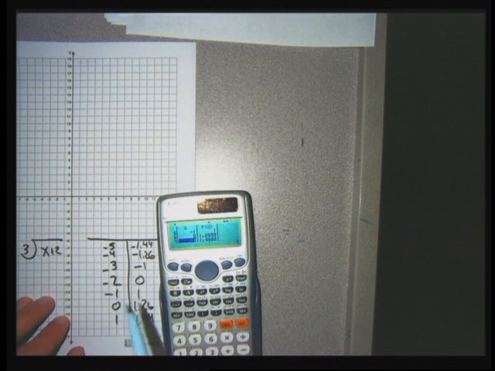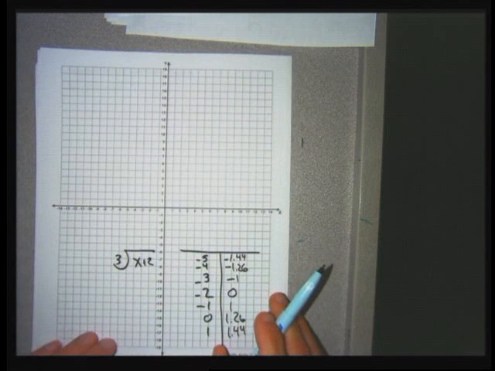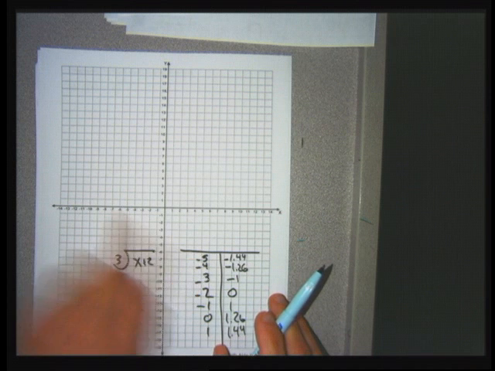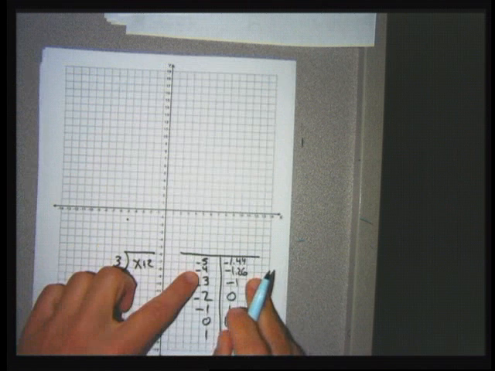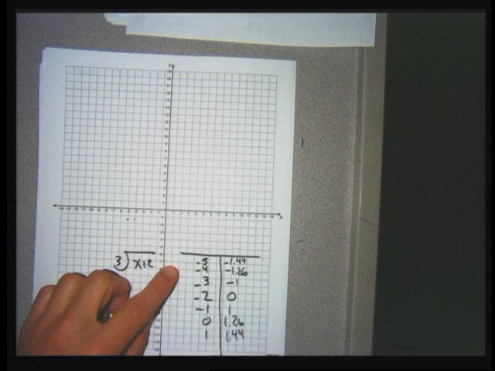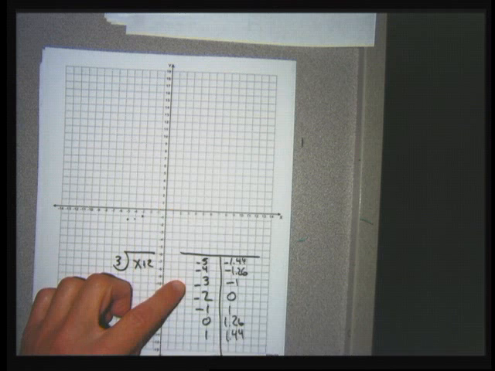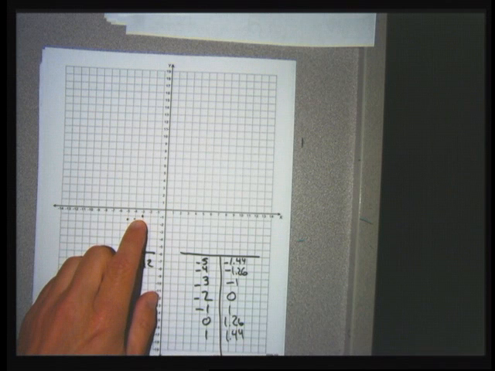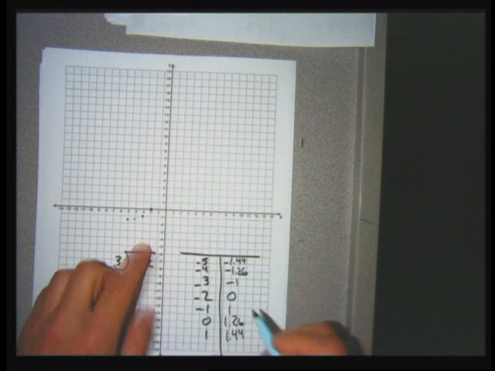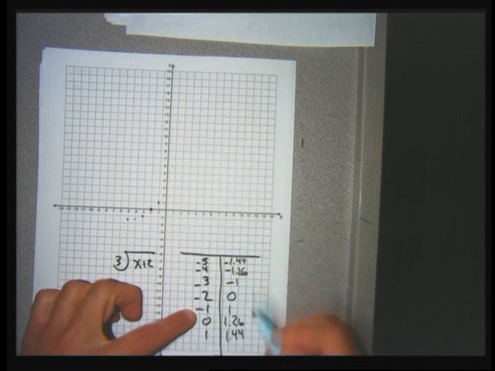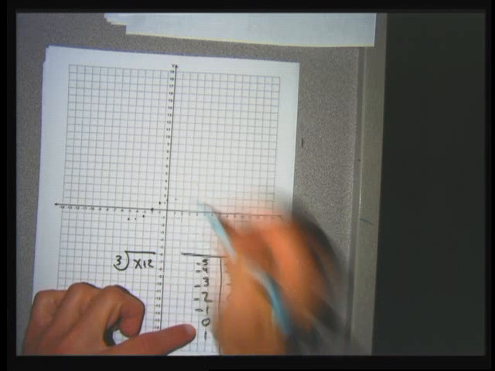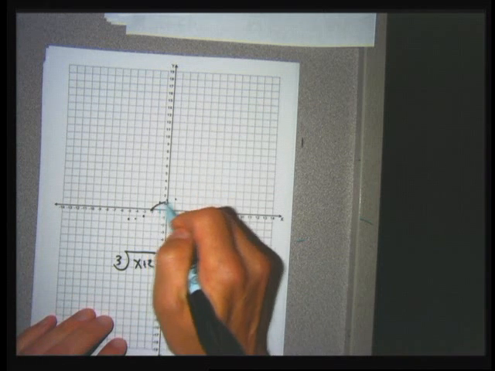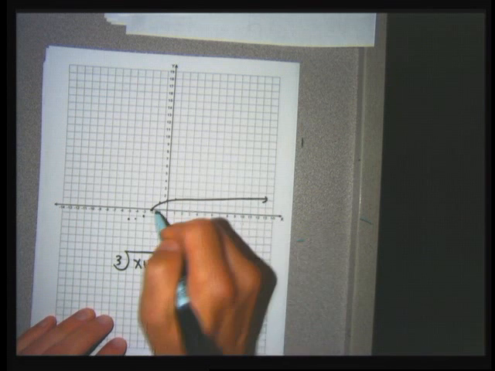Again, you start to see similarities in my y's just because the graph functions are similar and the way I fix my tables up are similar. So negative 5, negative 1.44 maybe is about there. Negative 4, negative 1.26 maybe about there. Negative 3, negative 1, that's easy because I just go left 3, down 1. Negative 2, 0 is there. Negative 1, 1. 0, 1.26 about there. 1, 1.44 about there.